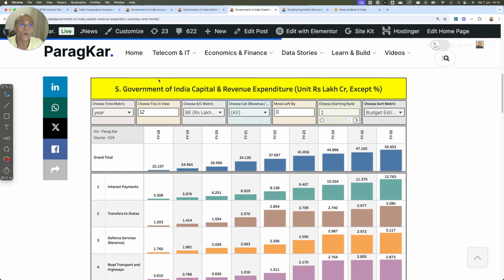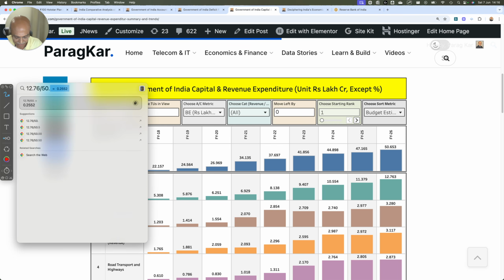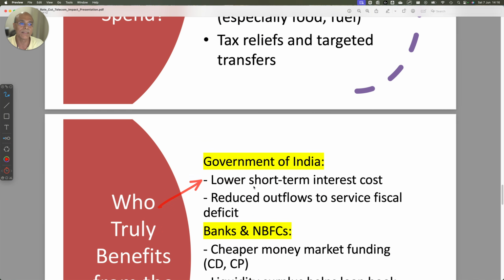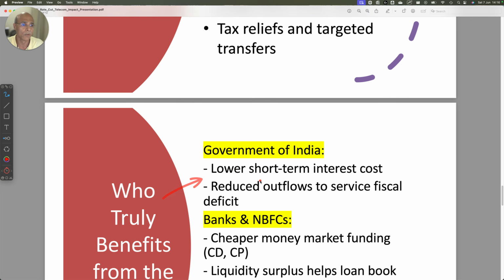So you look at, this is the overall government capital and revenue expenditure, right? You see in FY25, the grand total was 47.16 lakhs. Now it is 50.65 lakh, out of which 12.76 lakh crores is interest payment. So if you divide 12.76 lakh crores by 50.65, this is how much? 25.19% interest. So 1/4 of your spend is interest payment. And if you can drive this down, you are deeply benefited, right? So the government of India is the biggest beneficiary. Lower short-term interest costs reduce outflow in service and fiscal deficit, right?